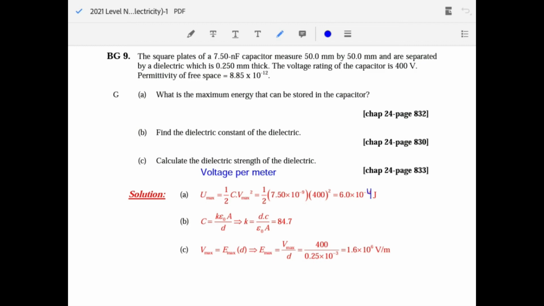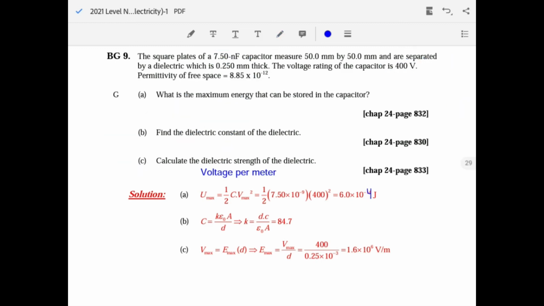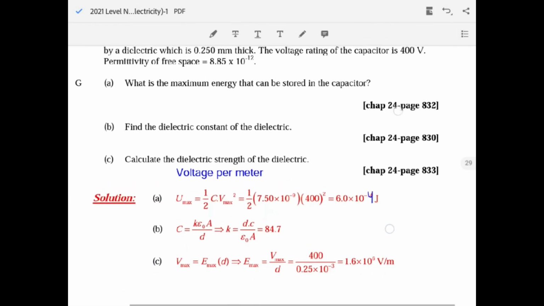Number 9. The square plates of a capacitor measure the area, separated by dielectric, voltage rating 400 volts. What's the maximum energy? So there are three formulas for, it's the same formula really, they just substitute C equals Q over V where necessary. So half CV squared. You have C and you have V, so you just substitute it in, and be careful of units. And you get 6 times 10 power minus 4 joules.